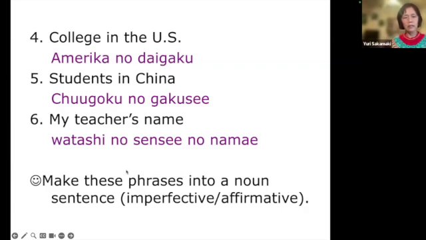All right, and these, okay, well, we just did. By adding this, you're making noun sentences. 大学, 学生, namae. These are all nouns.